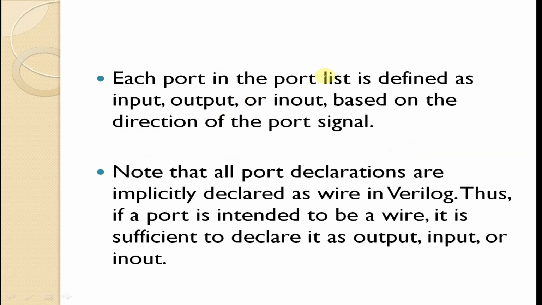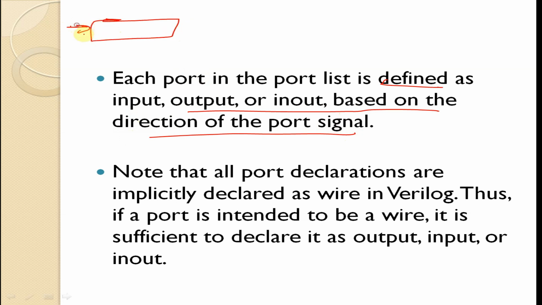Each port in the port list is defined as input, output or inout based on the direction of the port signal. Generally in the design specification, the user will be given which port is the output port and which port is the input port. Then accordingly we will develop the model and declare the input and output ports according to the design. Note that all the port declarations are implicitly declared as wire in Verilog.